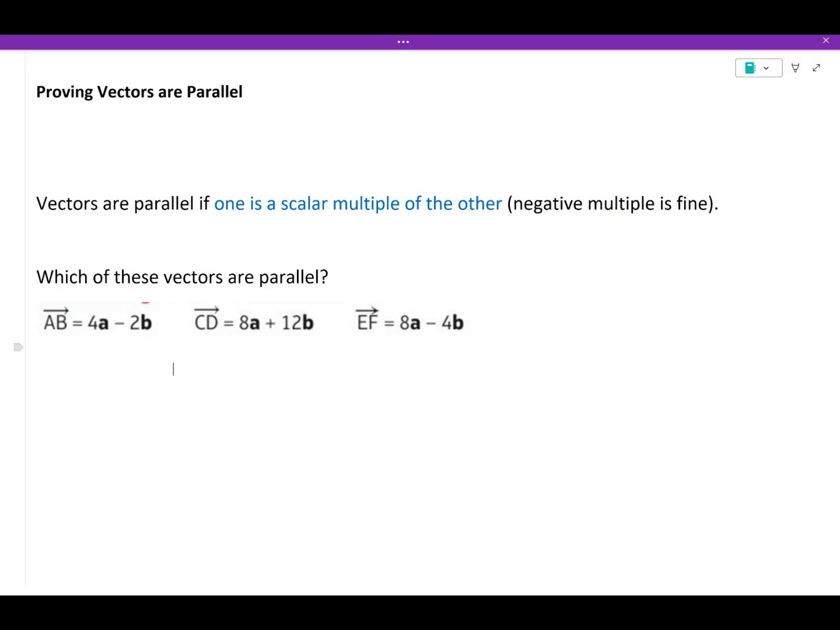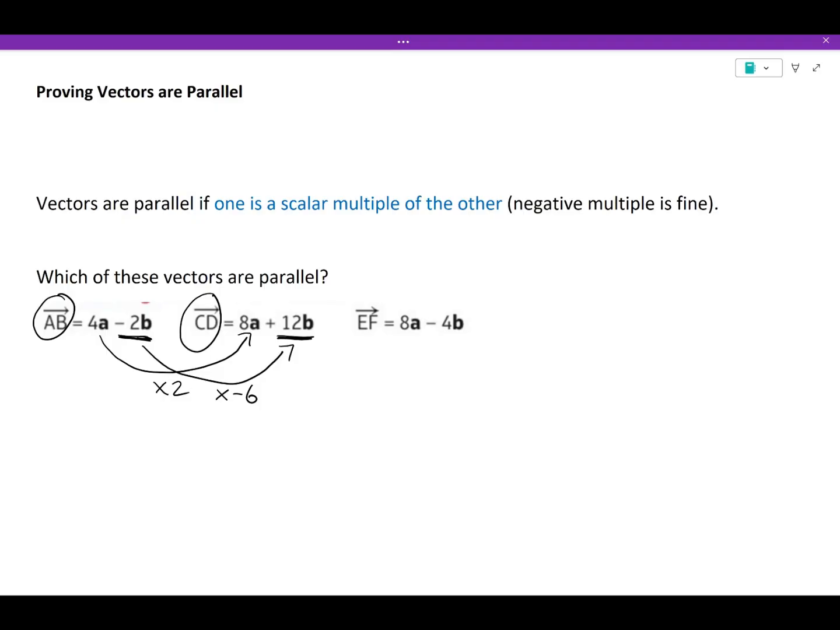So let's compare the a to b and the c to d, and we need to determine whether they're scalar multiples of each other. So to get from 4a to 8a, you'd have to multiply by 2. Now if I was to go to the negative 2b and multiply by 2, would I get 12b? No, you wouldn't. Okay, you'd have to multiply by negative 6 instead.